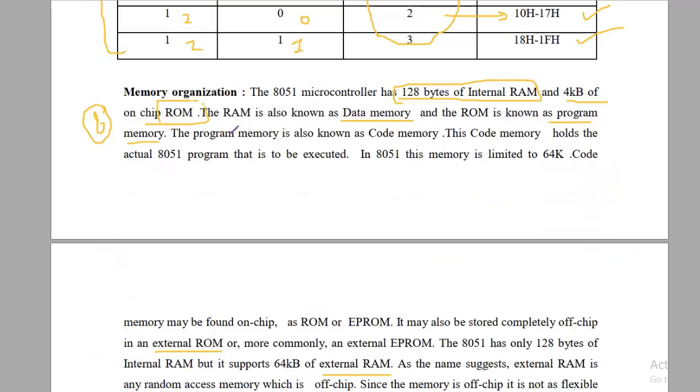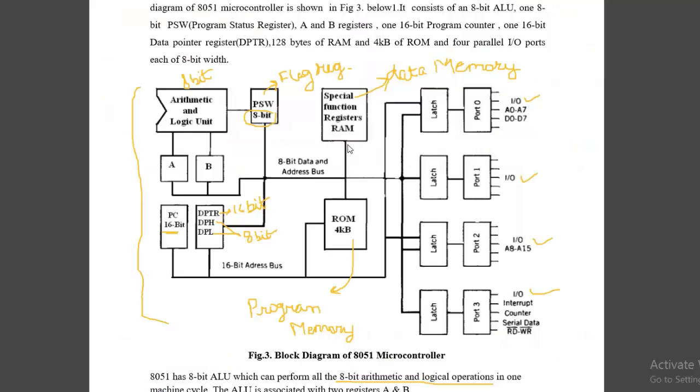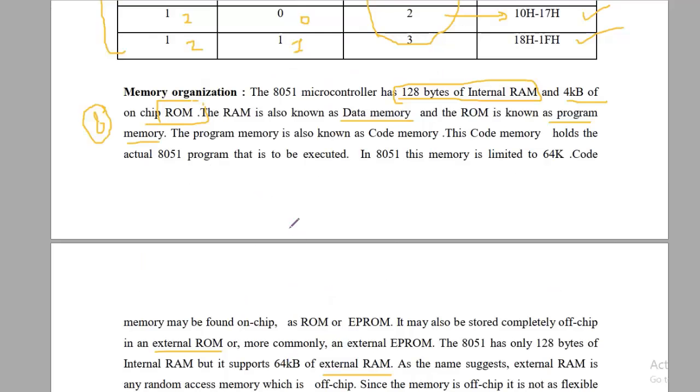Next is the memory organization. So guys, as you know, the 8051 has 128 bytes of internal RAM and 4 KB of ROM. RAM is also known as data memory and ROM is known as program memory. So let me show you where the RAM is. Here is the RAM, known as the data memory, and here is the ROM, known as the program memory.